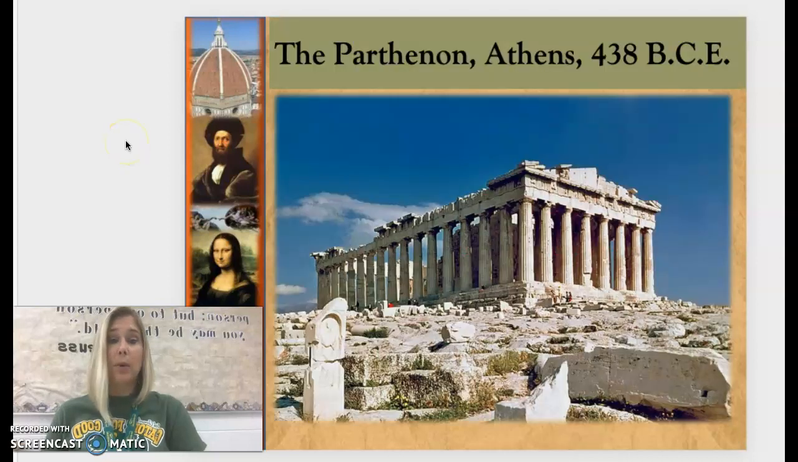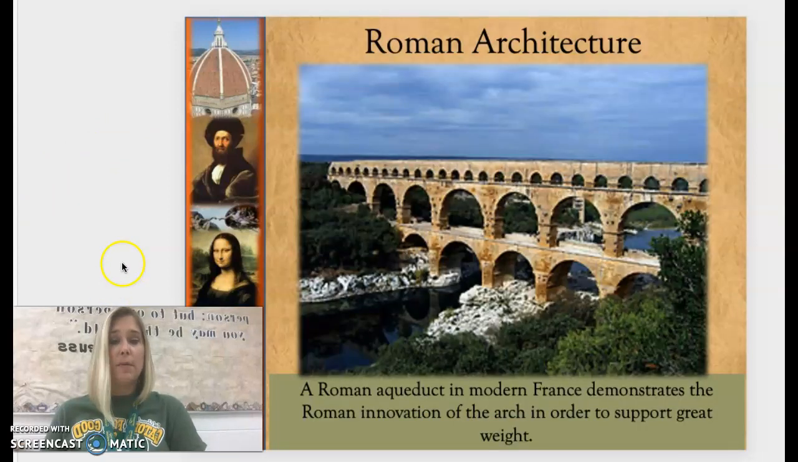Here's another great example of the usage of the Greek columns. This, of course, is the famous Parthenon in Athens, Greece, that was built back in 438 BCE. So again, just showing you some examples of what the Greeks and Romans did that now the Renaissance architects are going to basically copy and try to replicate. These are some of the Roman arches that will be used when the French are building this particular bridge that, as you can see here, went unfinished.